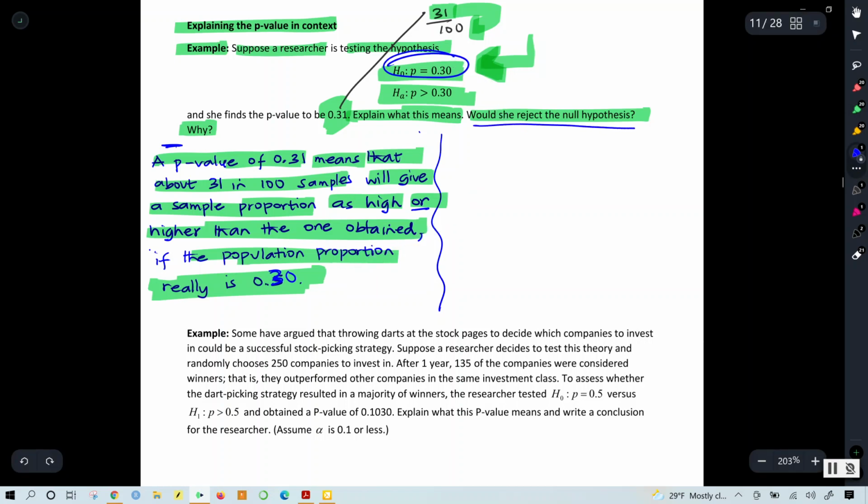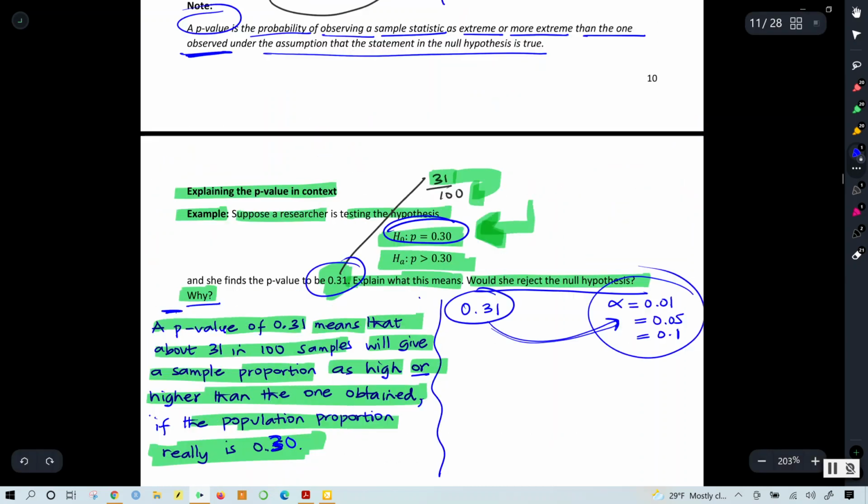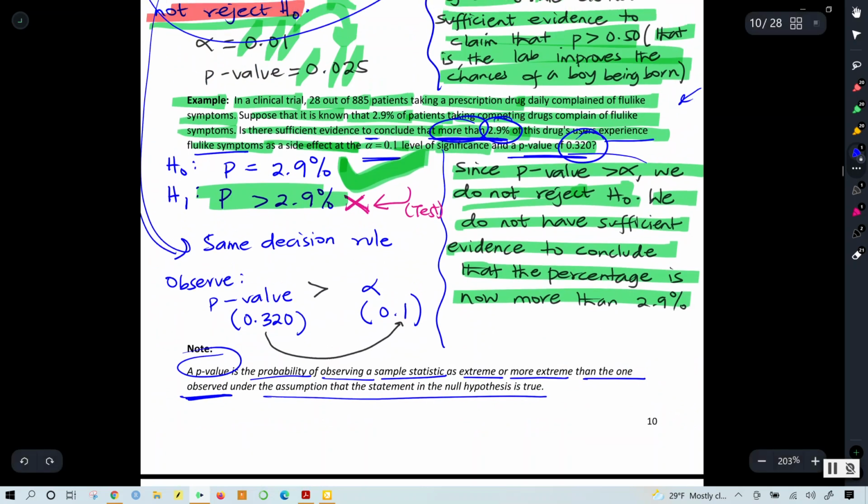Then in this case, would she reject the null hypothesis? Why? The p-value is 0.31. This is a very, very high probability. Whether you set your alpha to 0.01, that is 1%, 0.05, or even 0.1, which is 10%, this p-value is greater than all of these common alphas. So if the p-value is greater than alpha, remember, in the last example, whenever your p-value is greater than alpha, it means it is large enough that we should not reject the null hypothesis.